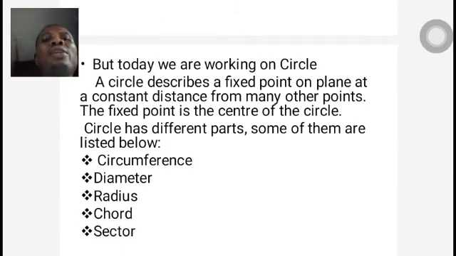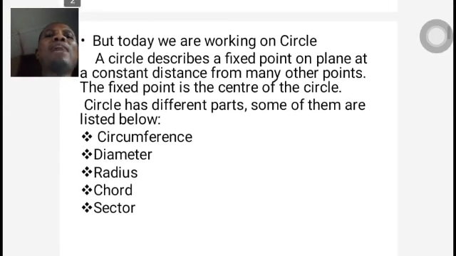We have the circumference. The circumference of a circle is a line round the circle, that is, the total length of a circle. The perimeter of a circle is the same thing as what? Circumference.